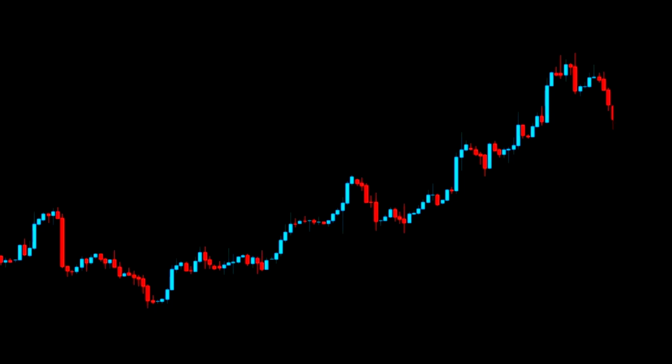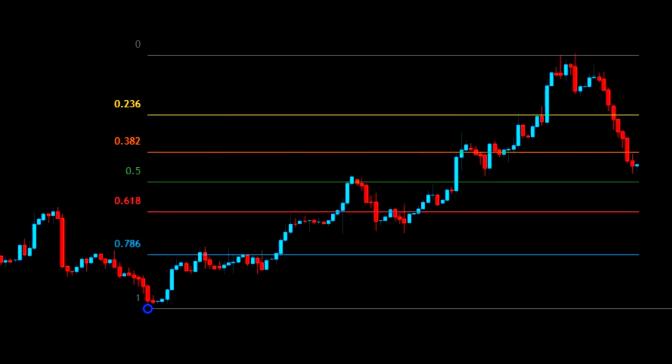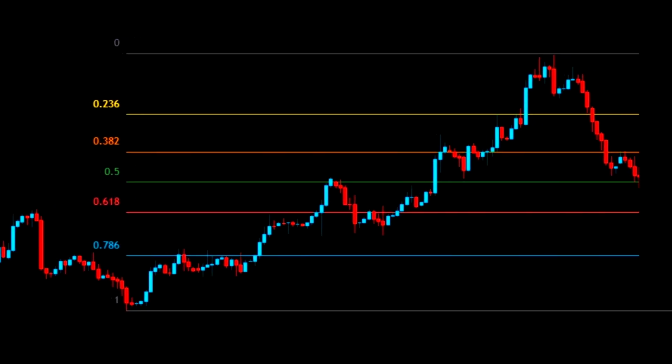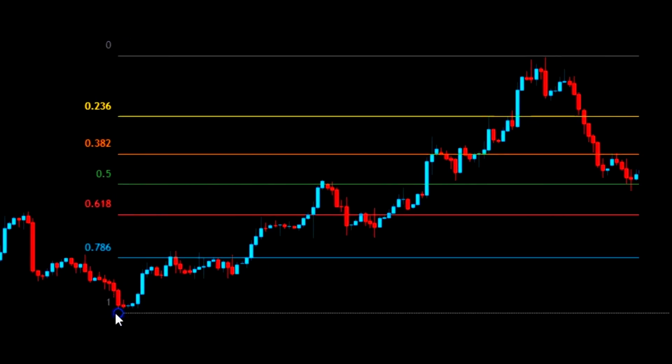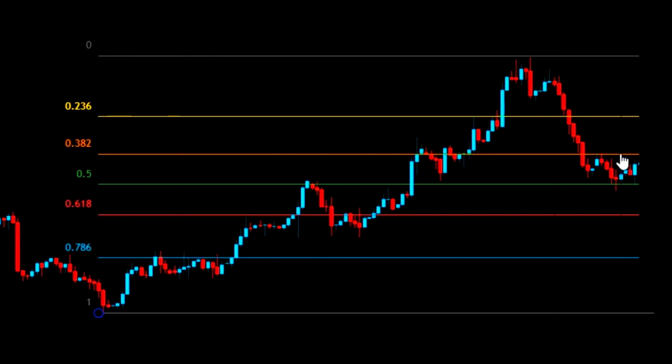The market has started making a pullback, and that's why we will grab the Fibonacci tool from this swing low to this swing high, and also we will plot the major structure levels like support and resistance zones and supply and demand zones in this chart.